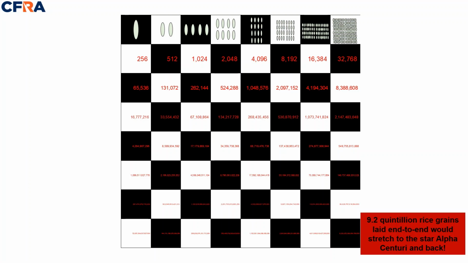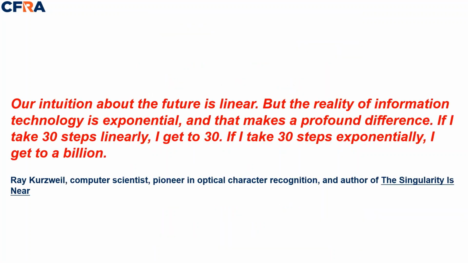So Ray Kurzweil, who's a computer scientist and the author of what I think is a really great thought-provoking book on the progression of technology and information. The book is called "The Singularity is Near." He's written some other stuff which is really good too, but here's a quote from him that I think really captures this phenomenon, and that is, quote, "Our intuition about the future is linear, but the reality of information technology is exponential, and that makes a profound difference.